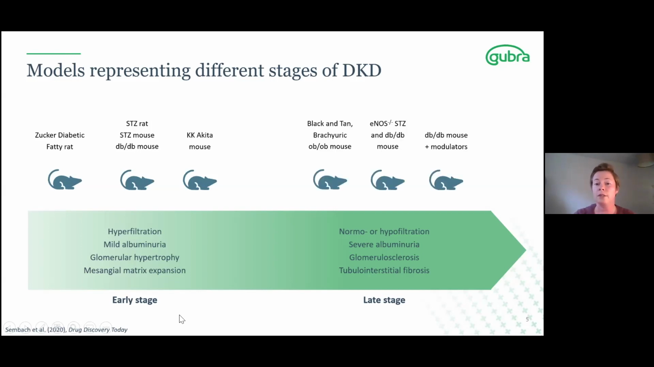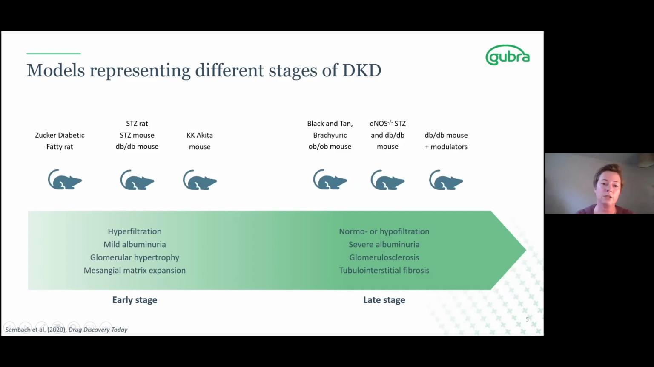Models that replicate later stages of diabetic kidney disease, I've brought some examples here, and I think what I want you to notice is that these models do not only depend on the animals being diabetic, but also require other modulators to really advance the disease and make it progress into these later stages. So an example of this is a model where we knock out the eNOS gene and then put that on a background either in an STZ model or a DBDB mouse model.